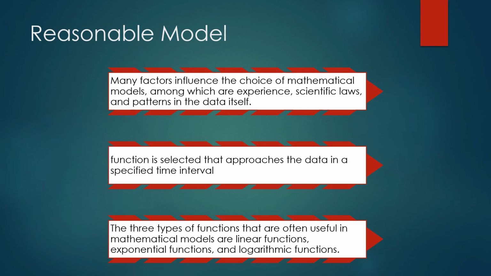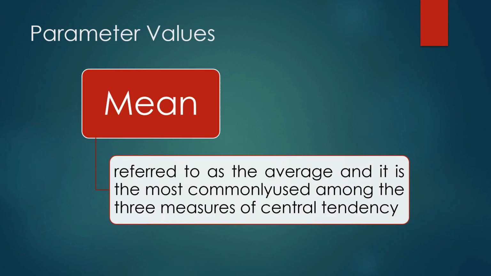There are three parameter values, and the first is mean. The mean is referred to as the average, and it is the most commonly used among the three measures of central tendency. Researchers use the parameter to describe the data distribution of ratios and intervals.